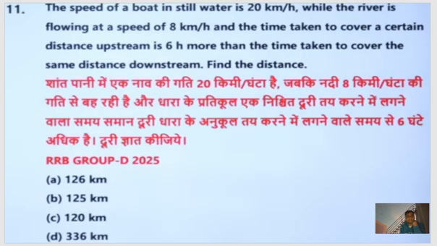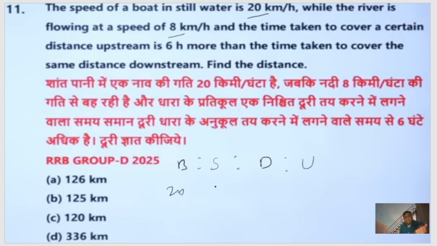Next question is the speed of boat in still water is 20 km per hour while the river is flowing at a speed of 8 km per hour. Means the boat speed is given, the water speed is given, and one more thing is given in the question. The time taken to cover a certain distance upstream is 6 hours more than the time taken to cover the same distance downstream. Means the difference between the times is given between the upstream and the downstream. So we know how to solve this: the boat, stream, downstream and the upstream.